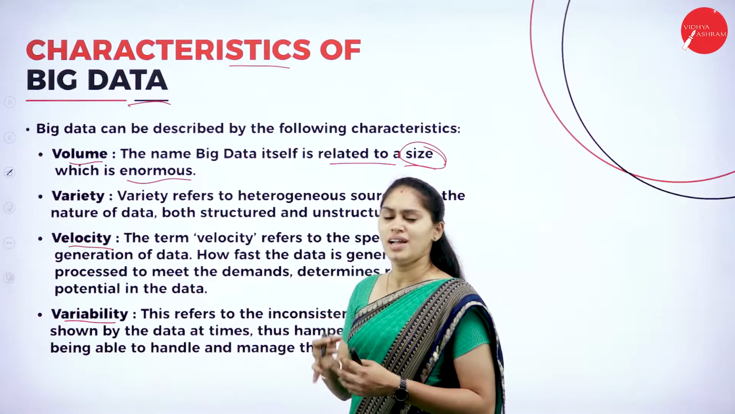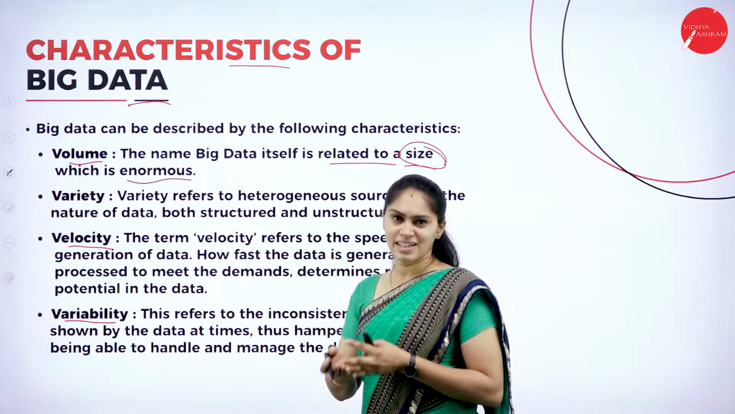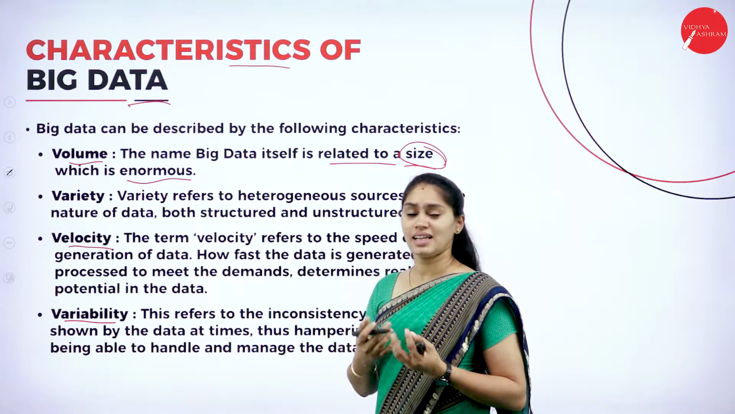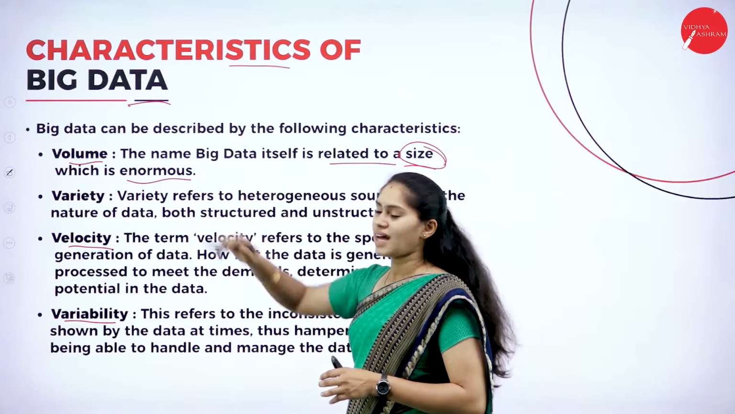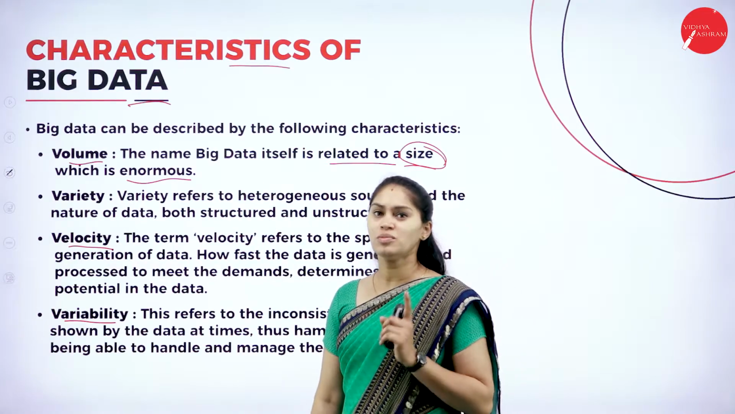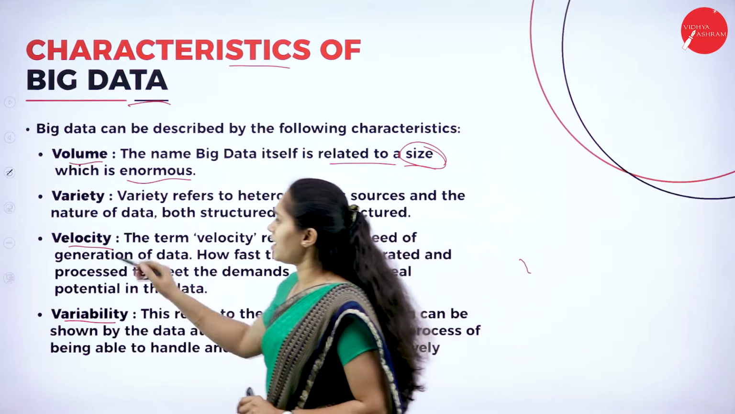So that means it is not going to contain only one page of data. It does not have only 10 lines of data. It is enormous in nature. That means it is going to grow exponentially. So the first V is related to volume. Volume in the sense it is related to its size. Next we have variety.